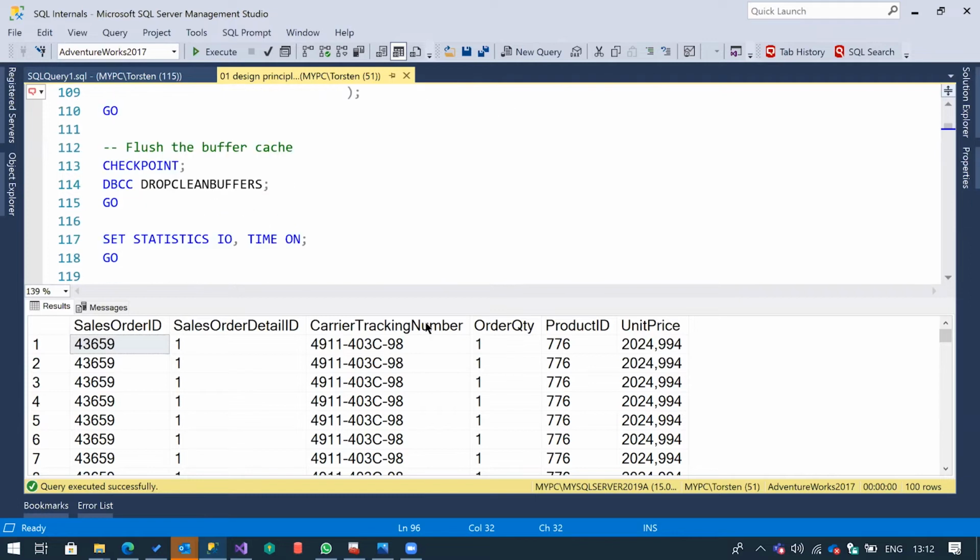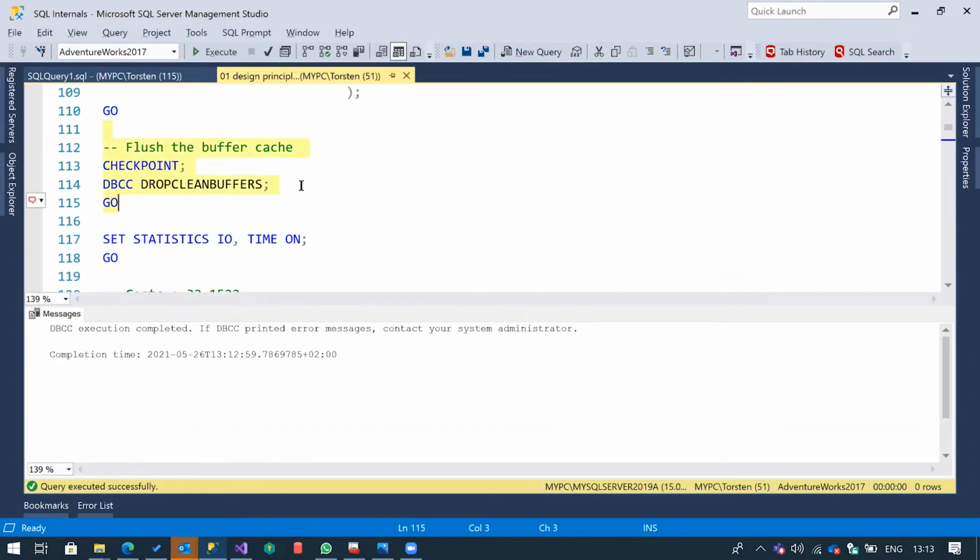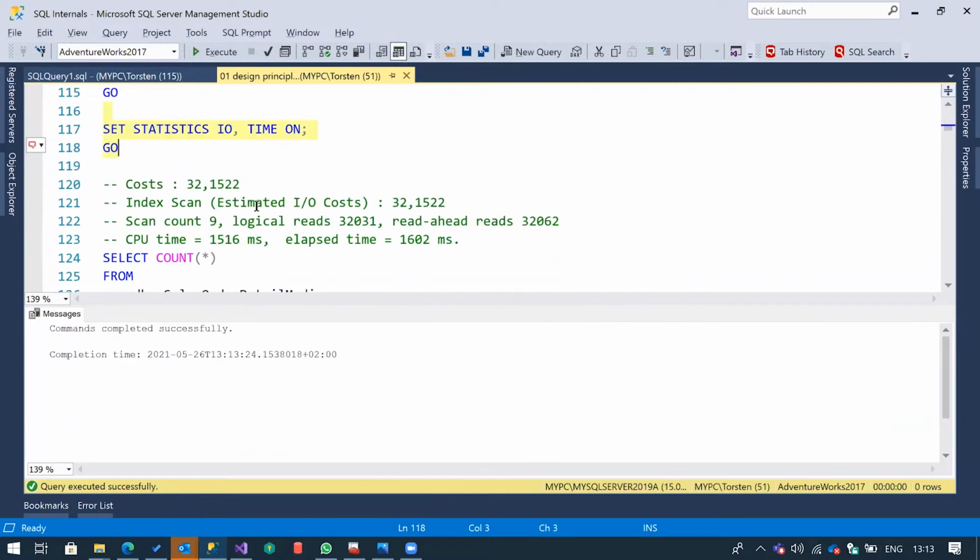Okay, cool. What I will do now is the following. I will flush the buffer cache just to make sure that I do not have any data in my buffer pool, because currently we look into the traditional on-disk storage engine. For sure, I need to raise a checkpoint before, in order to make sure that I do not have dirty pages, because dirty pages cannot be dropped from the buffer; first of all they have to be written to disk. Okay, cool. Let's enable statistics IO and time.